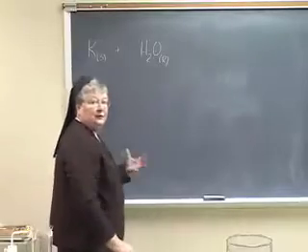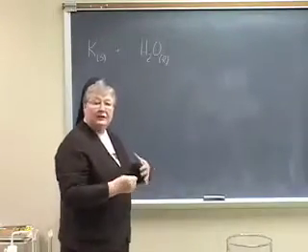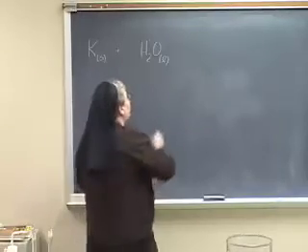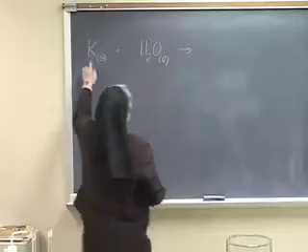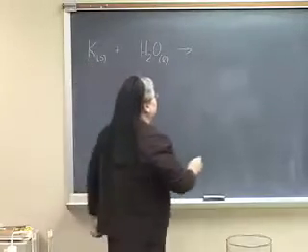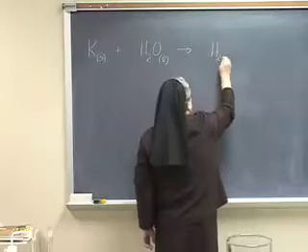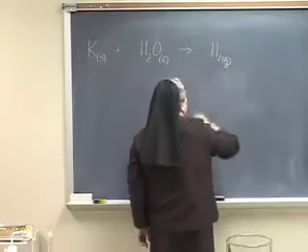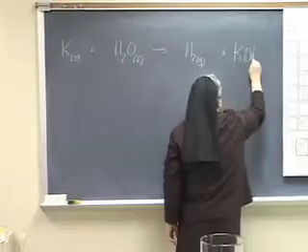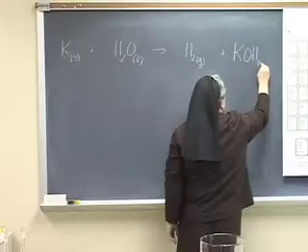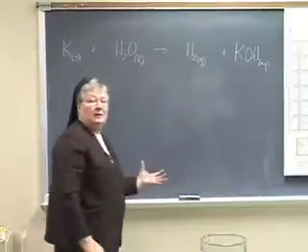Remember the subscripts describe it, because a chemical equation is to describe something that's physically happening. So this reacts, and what happens is that potassium is going to replace hydrogen, and you will get hydrogen, which is a gas, plus potassium hydroxide, which is a solution. Aqueous means it's in solution. So this is our chemical reaction.